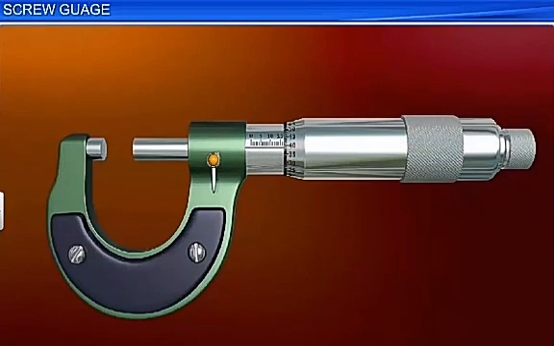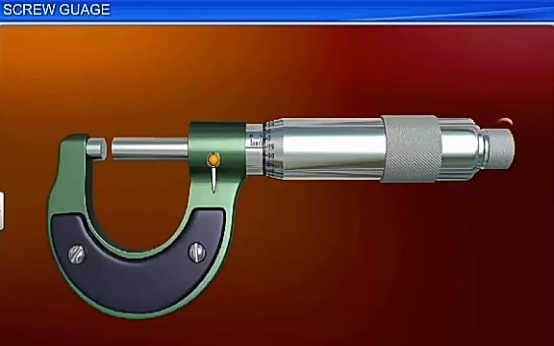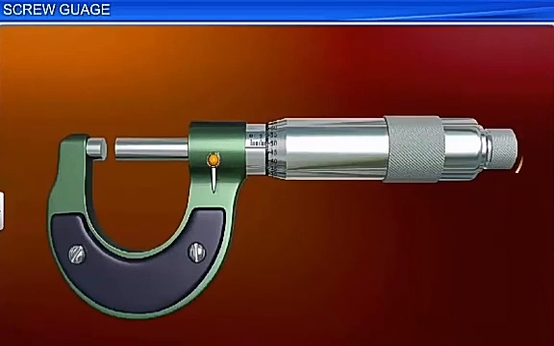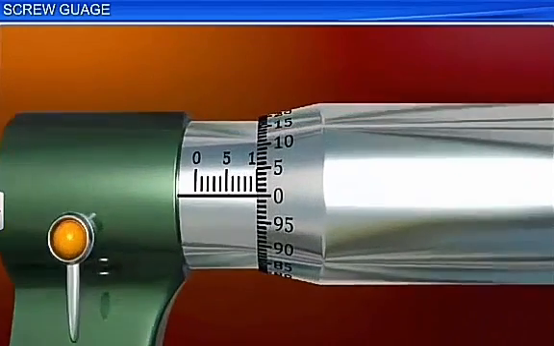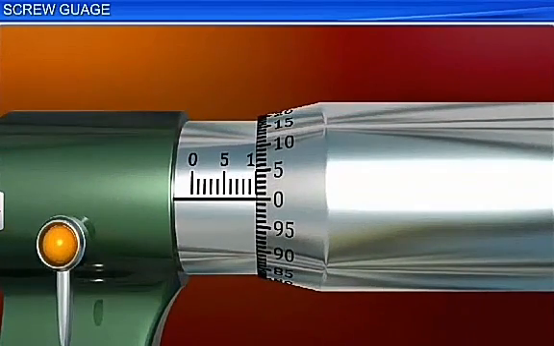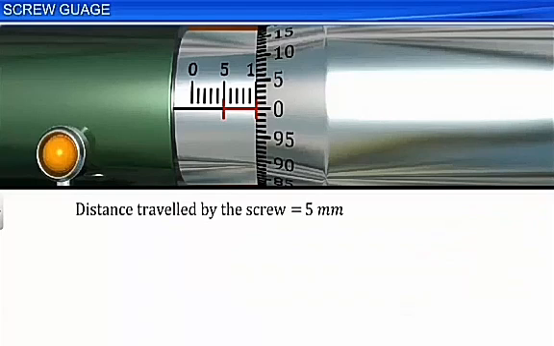To find the pitch of the screw, rotate the head of the screw till the zero of the head scale coincides with any one of the divisions on the pitch scale. Let us say the head scale is at 5 mm. Then turn the head scale, which has 100 divisions on it, by a certain number of rotations, say 5. After 5 rotations, the zero of the head scale is at 10 mm on the pitch scale. Note the distance travelled by the screw in 5 rotations. Here, it is equal to 5 mm.